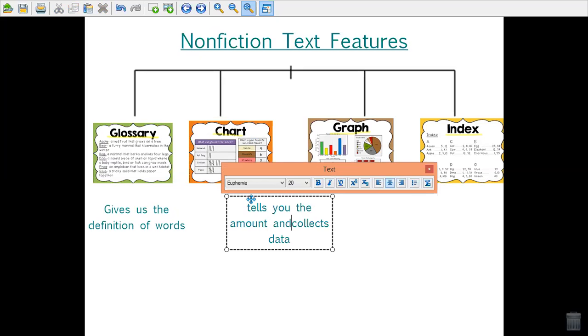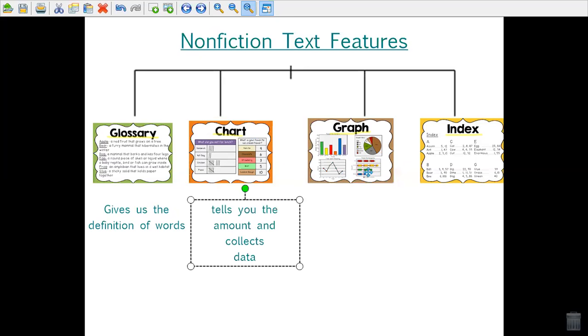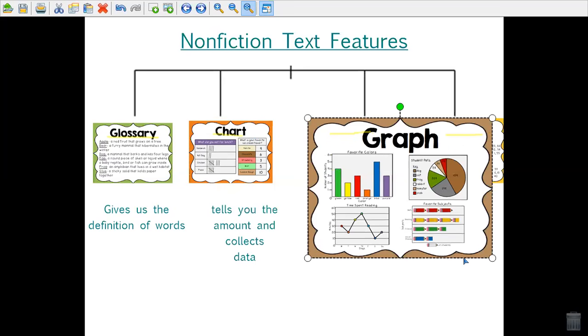Now, the difference between a chart and a graph is the graph actually shows you the data in a picture. So that is our difference. And this connects with math too, doesn't it, guys? So once we have our data and we knew 4 people like sandwiches, then you could put it in a graph and make a picture. So a graph is a picture showing data.